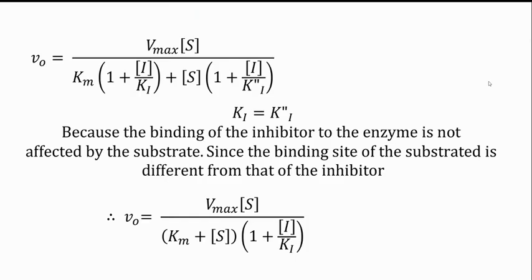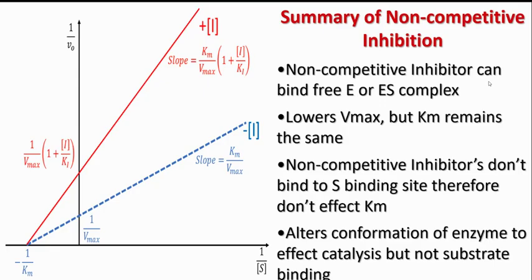This is exactly what I was trying to explain. Because the binding of the inhibitor to the enzyme is not affected by substrate, and since the binding of the substrate is different from the inhibitor, Ki will be equal to K prime prime I. Now, when we have this equation as the final equation, let us simply summarize. Because the binding of the inhibitor does not affect the binding of the substrate, Km is not affected. So non-competitive inhibitor can bind to free enzyme and it can bind to enzyme substrate complex.